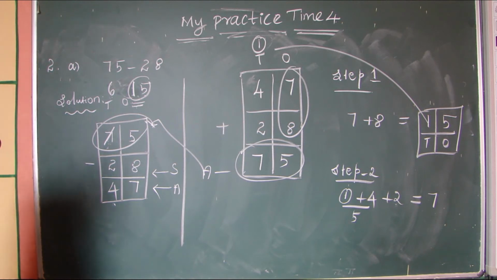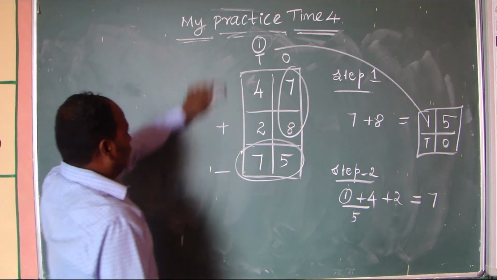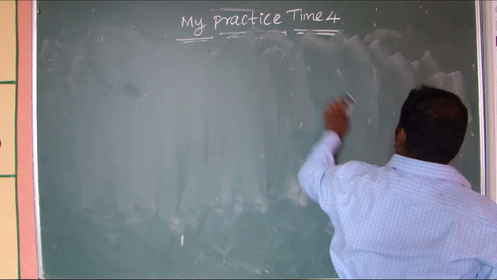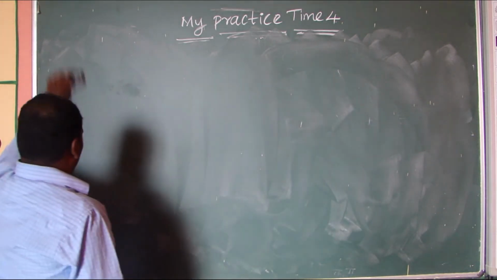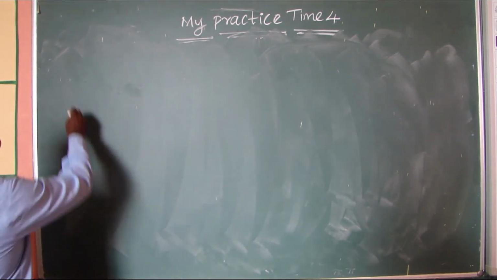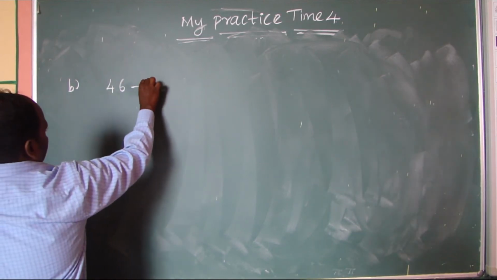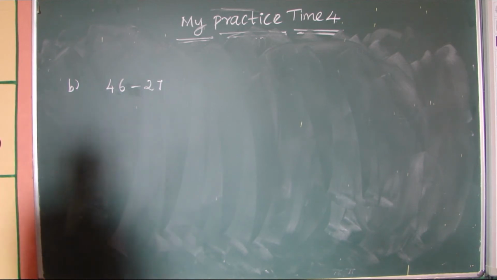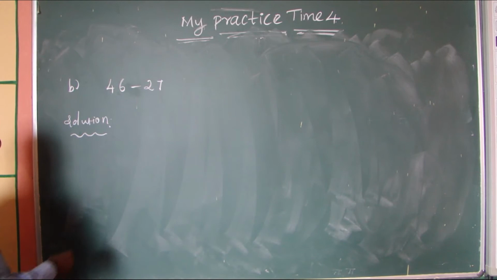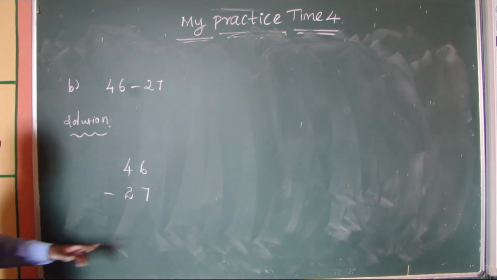The next one, B part. 46 minus 27. First we subtract and then we check the answer. 46 minus 27.